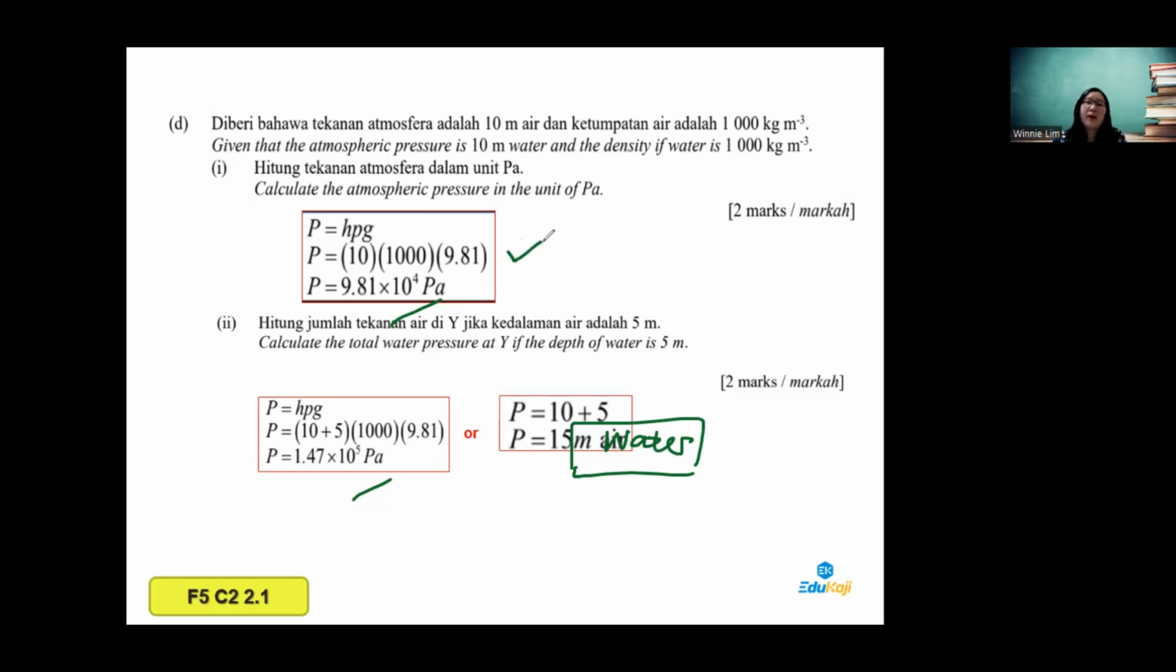Okay, bear in mind: correct substitution, correct answer with unit. Correct substitution, correct answer with unit. That's why this one is quite easy, right? But if you didn't write meter water, you just write 15, then it's wrong already.